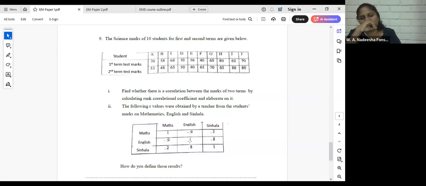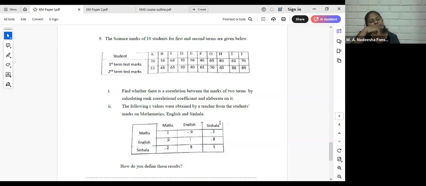Second one: the following R values were obtained by a teacher from the students' marks in mathematics, English and Sinhala. R value means correlation values were calculated. It means they calculated the correlation between English and Sinhala, English and Maths, and Maths and Sinhala. By looking at those R values, you have to define those results.